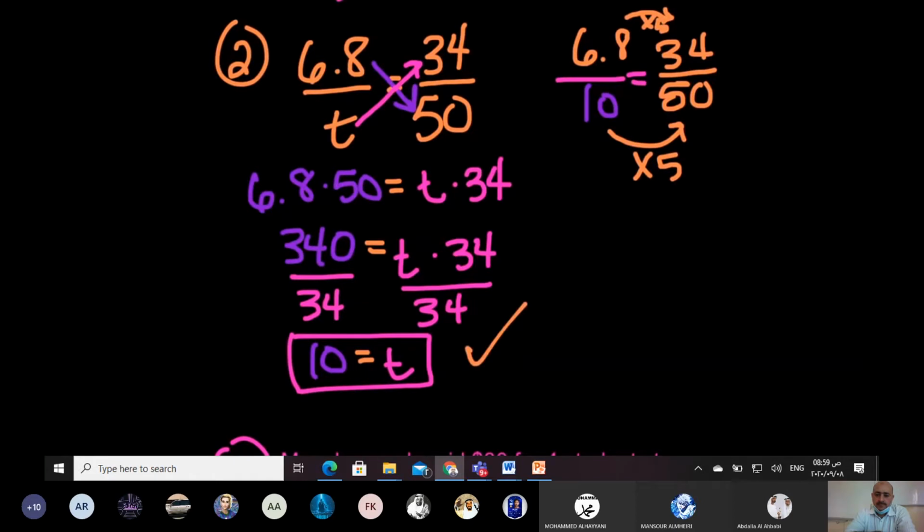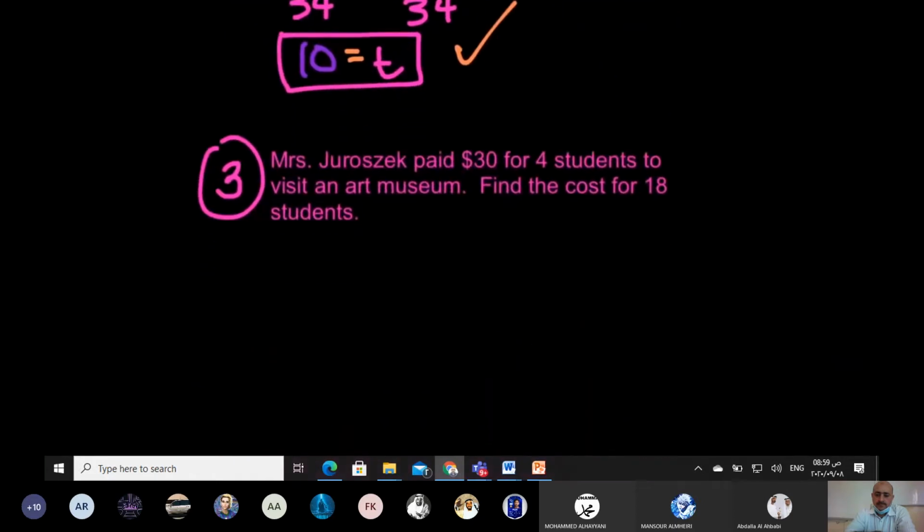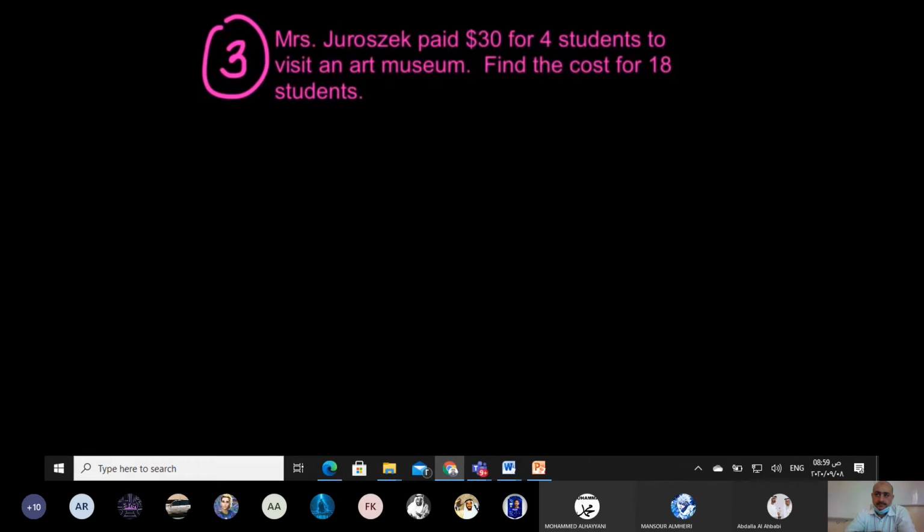One last problem, because you're going to have to actually make proportions out of word problems in this chapter. Ms. Drossick paid $30 for 4 students to visit an art museum. Find the cost for 18 students. So in this case, what's super helpful is we make sure that we create ratios that are going to make sense. We see one ratio here, $30 for 4 students.